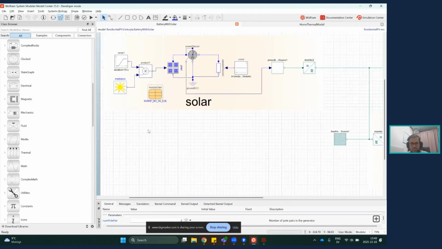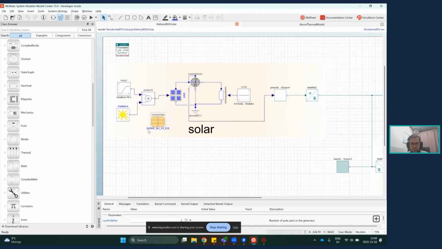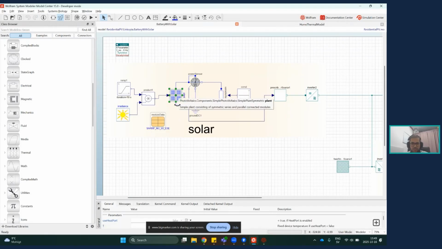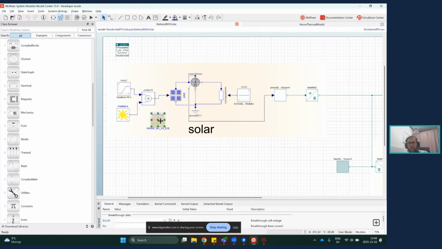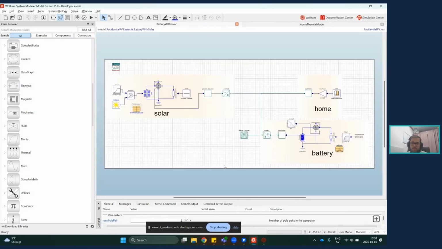So, for example, this is one of the models that we saw in the presentation, where you have a model of a PV plant, where you can specify the PV module characteristics, and then you can produce current from it, which you can combine with the household demand and other things.